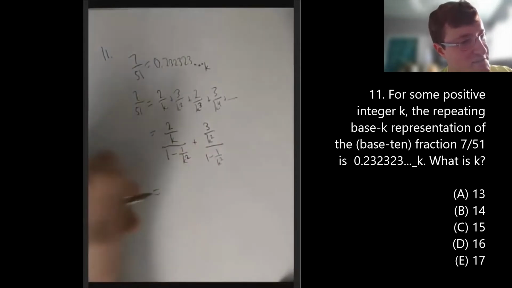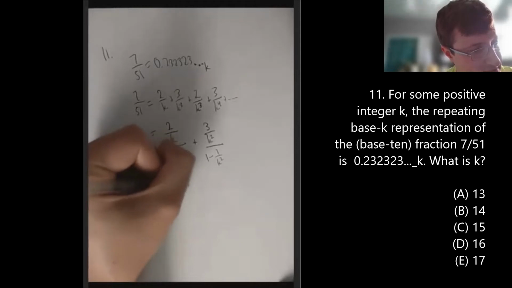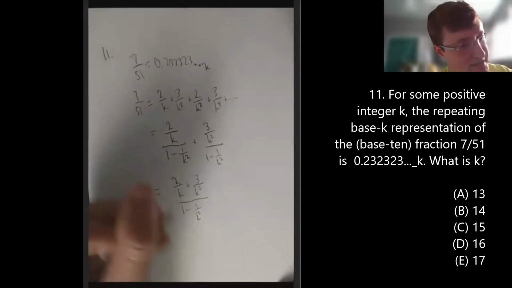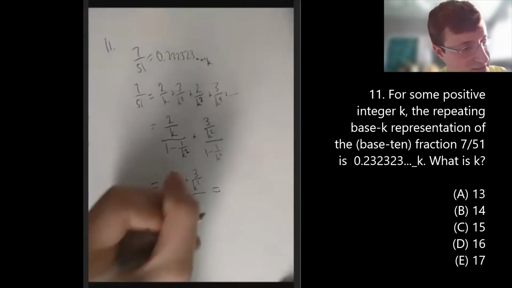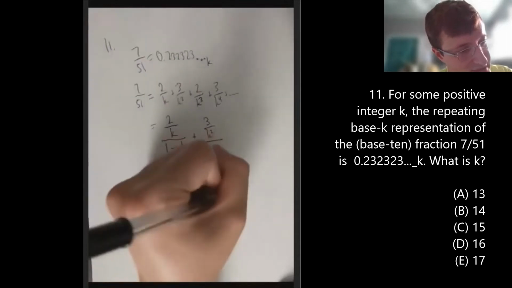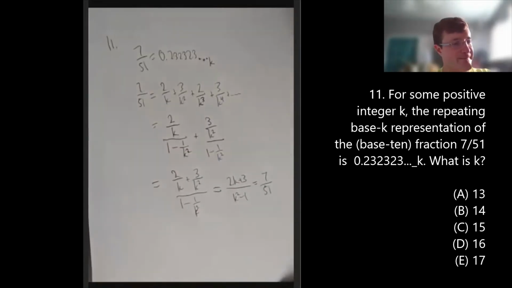Okay, so it's a bit of a mess. So I can combine the numerators: 2 over k plus 3 over k squared over 1 minus 1 over k squared. And then I can multiply the top and bottom by k squared. So I get 2k plus 3 over k squared minus 1, and that should be 7 over 51.